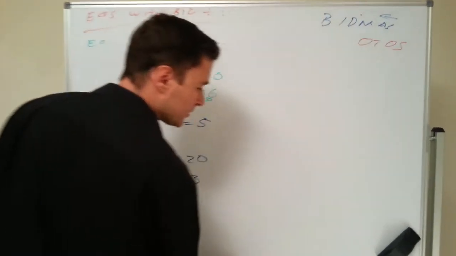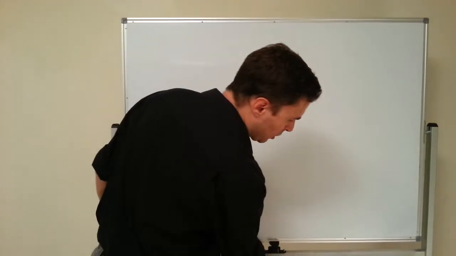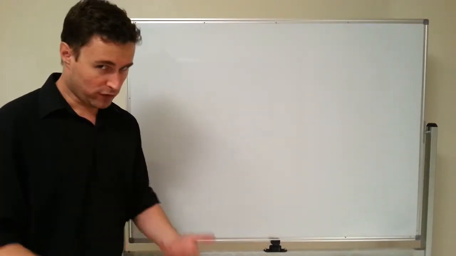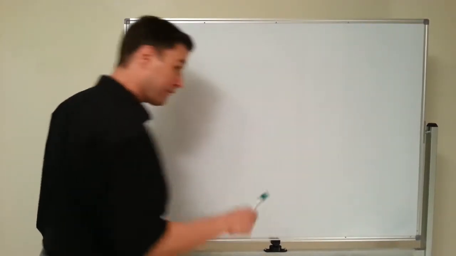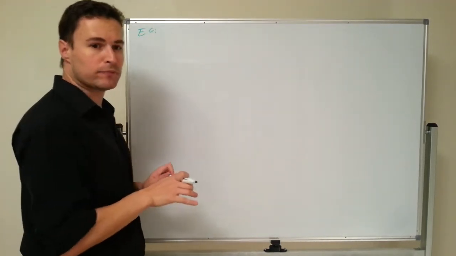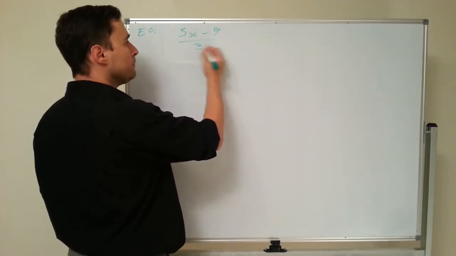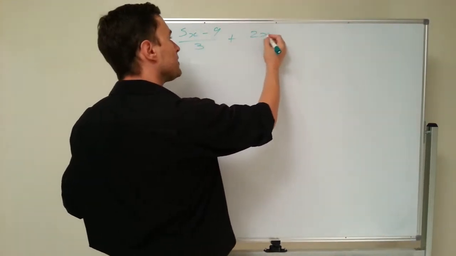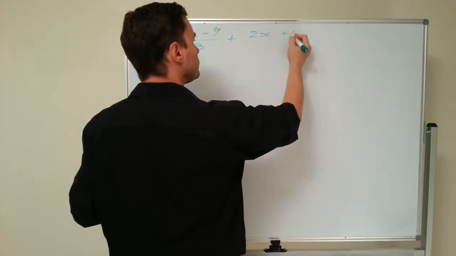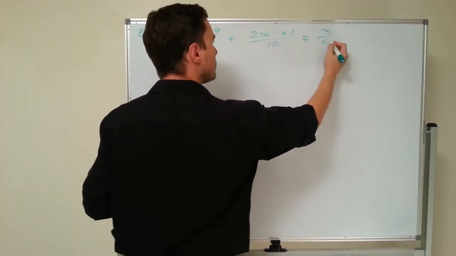Those are the two straightforward ones. Those are things you'll see in year 7 and most of year 8, but then you start to get into more advanced things towards year 9. So this is what I want to take a look at now. 5x minus 9 over 3 plus 2x plus 1 over 12 equals 3/4.